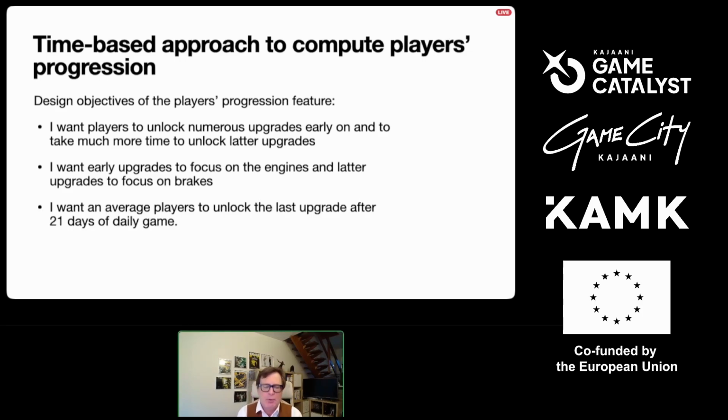And then also, that's my choice as a designer, I want an average player to unlock the last upgrade after 21 days of daily gaming. Again, if you were to do this exercise for a real game, you would probably have many more days, but I'm doing it just as an example. So those are design choices.